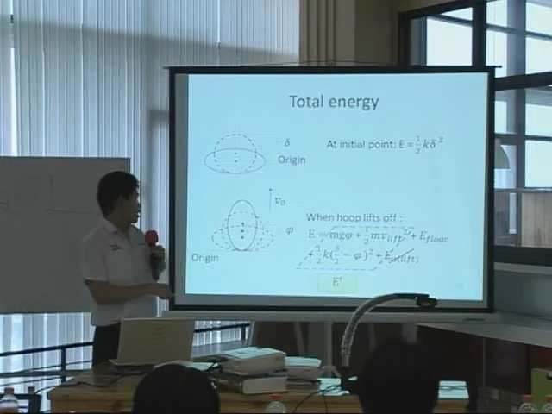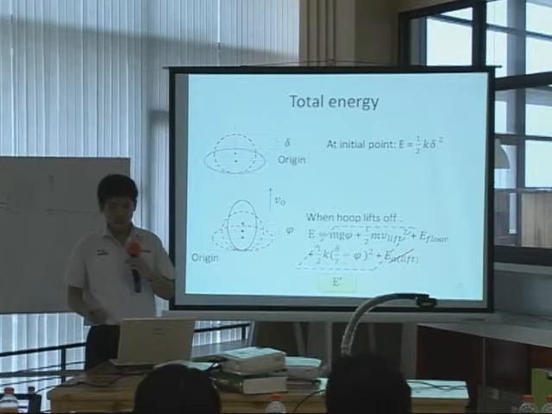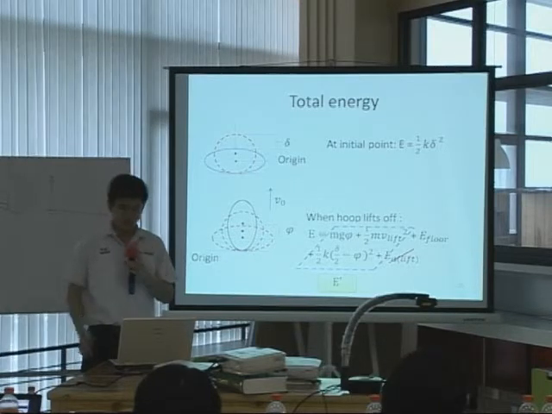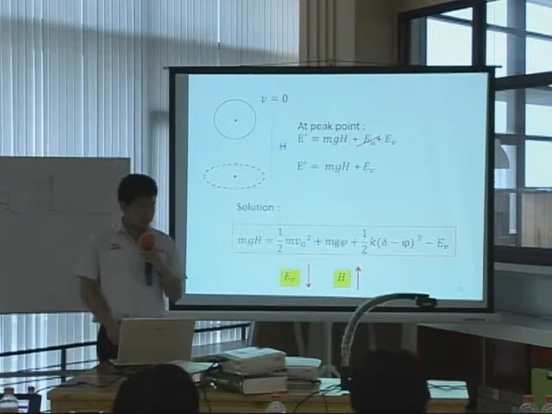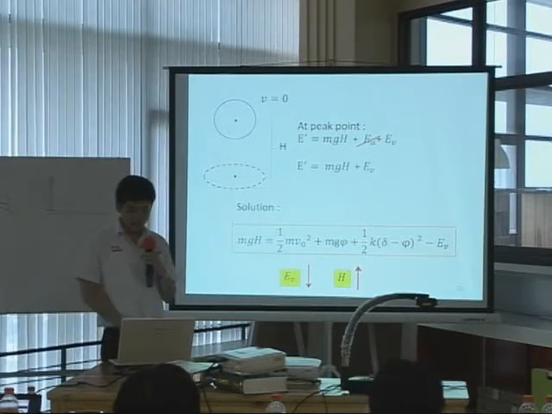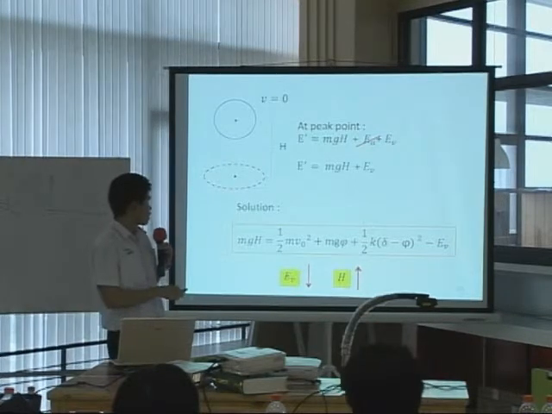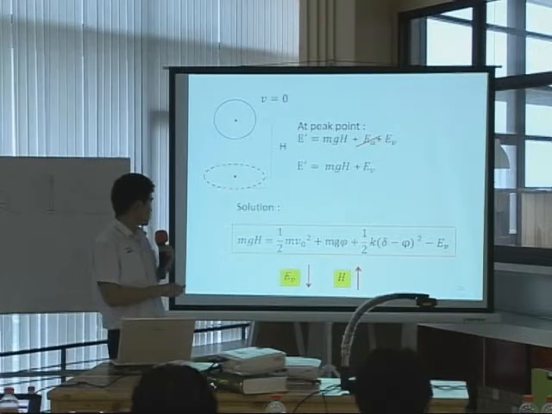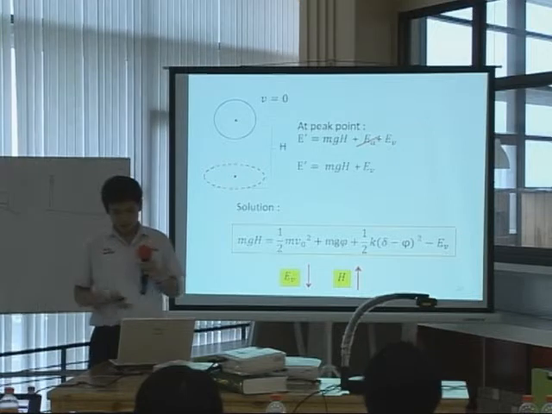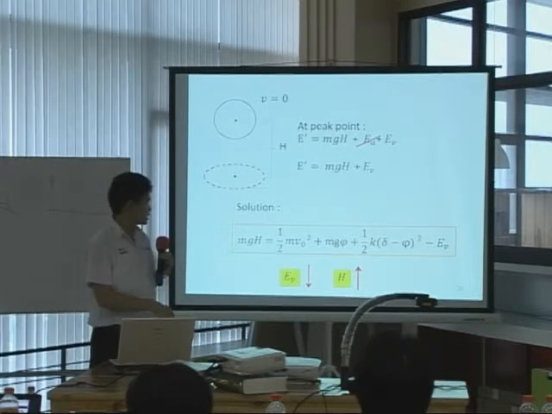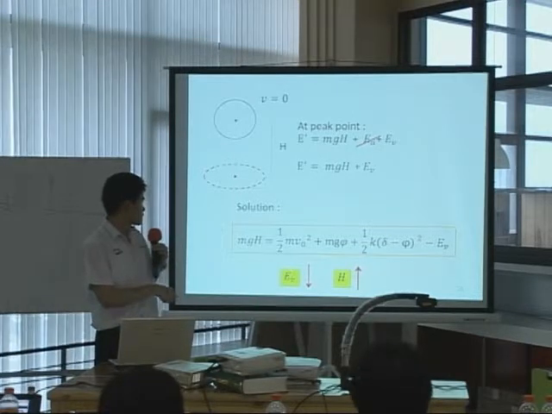This is the new total energy, and I will calculate the energy at the peak point. At the peak point, it has gravitational energy and vibrational energy. I solve this equation and find that when the energy of vibration decreases, the height will increase.